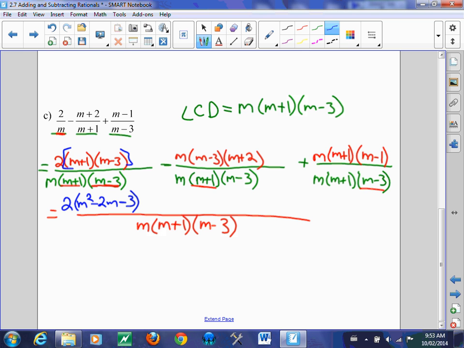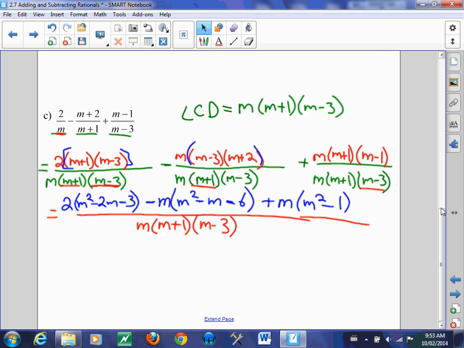Okay, and then I'm going to have minus m. I'm going to do this part first again. So it's going to be m squared plus 2m minus 3m is going to be minus m, and then minus 6. Okay, and on our last one, leave the m out front, and then we're going to have m squared. A negative m and a positive m cancel, so it's just going to be minus 1. All right, I just extended my divide by line there, and you can extend it here too. Make sure it covers it.